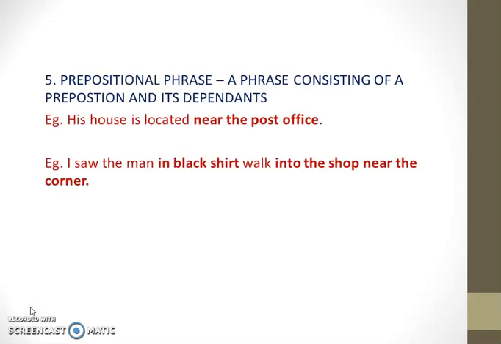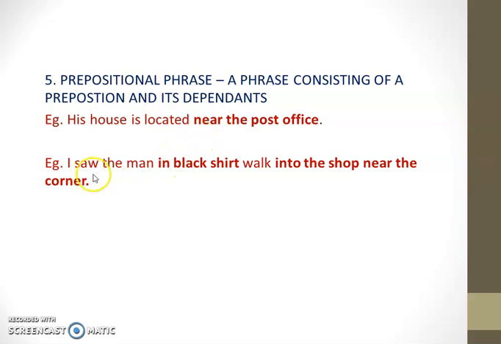The fifth kind of phrase we are going to look at is prepositional phrase. A prepositional phrase is a phrase that consists of a preposition and its dependents. Here, once again, you must notice that we never say that it functions like a preposition, but it consists of a preposition and its dependents. For example, his house is located near the post office. It consists of the preposition near and the dependent, the post office. So, near the post office is the prepositional phrase.